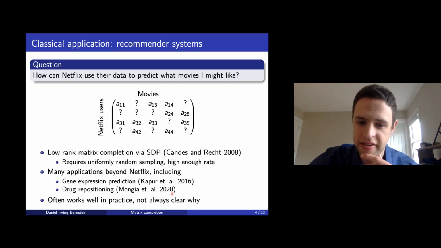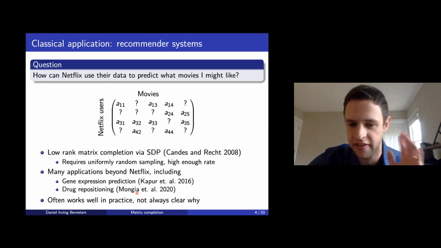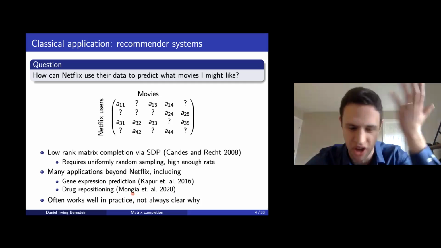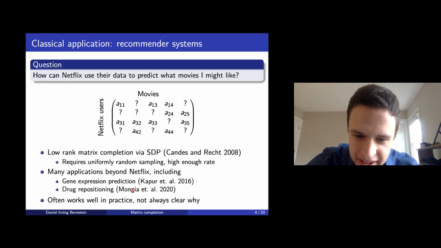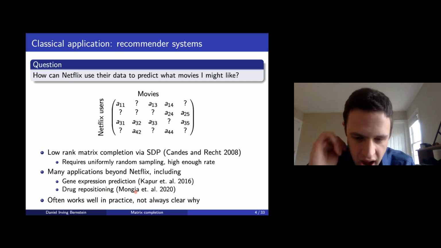The paper that I cite here is not the first one to do this, but they happen to do this with COVID, so that seemed particularly relevant to cite.